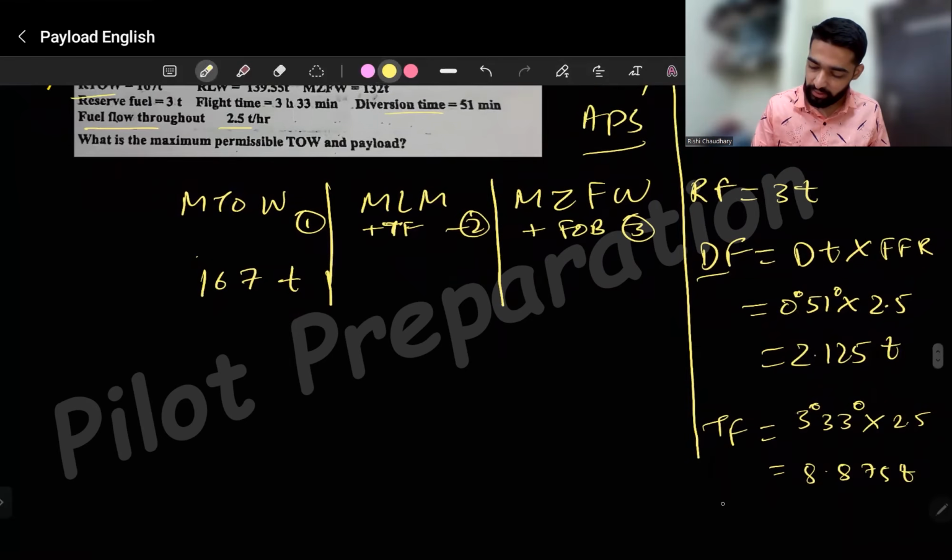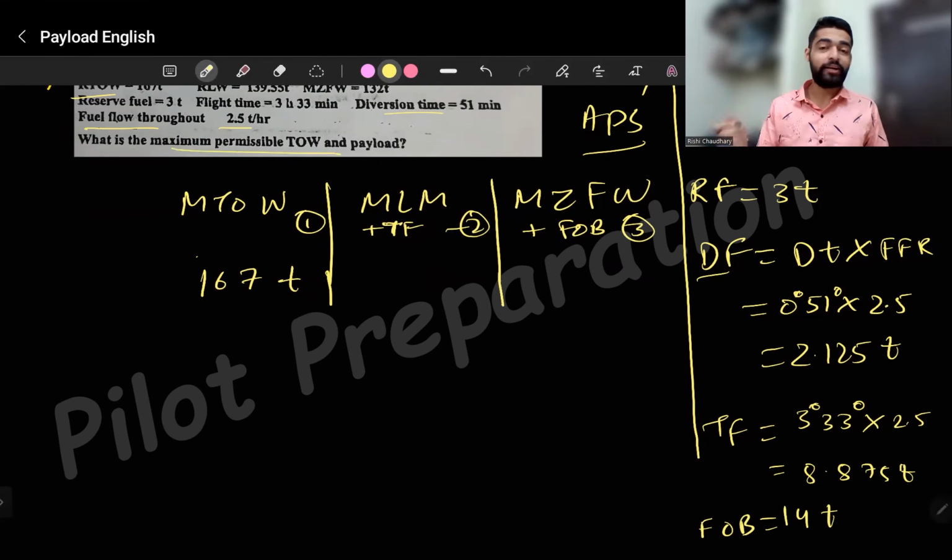So my total FOB will be how much? FOB will be RF plus DF plus TF. That is equal to 8.875 plus 2.125 plus 3. So that is equal to 14 ton. Now I need to find out the maximum possible takeoff weight and payload, right? So now I can find out my takeoff weight and payload.